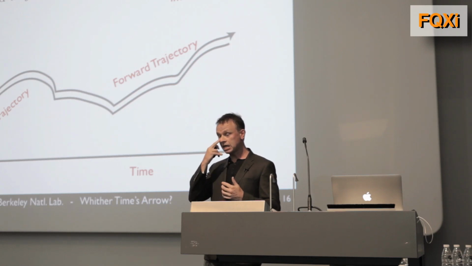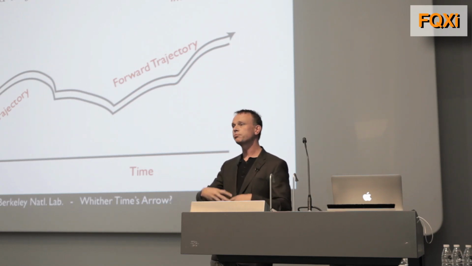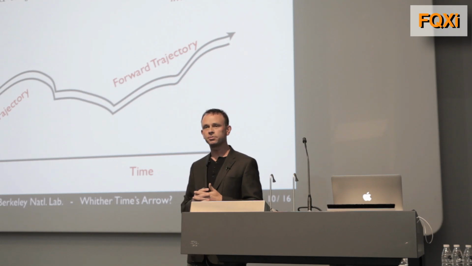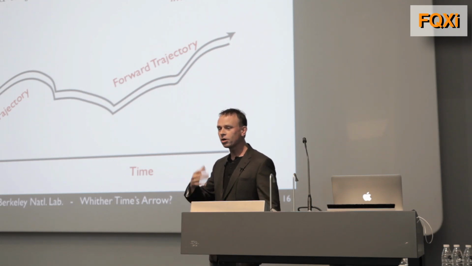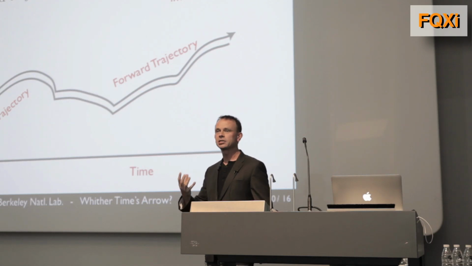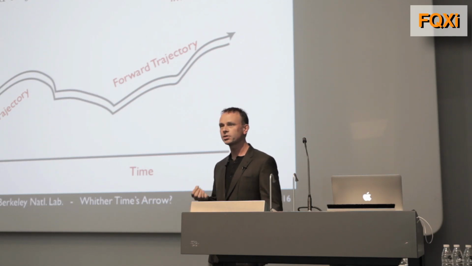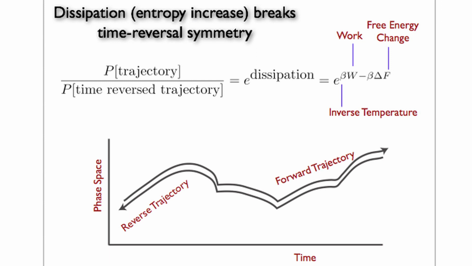But you can say that it's probably going to be in the direction that the entropy is increasing. So it's not just that a qualitative entropy is what breaks time reversal symmetry, that's what gives us an arrow of time. On this microscopic level, it's a quantitative relationship between the forward and reverse ensemble of trajectories.